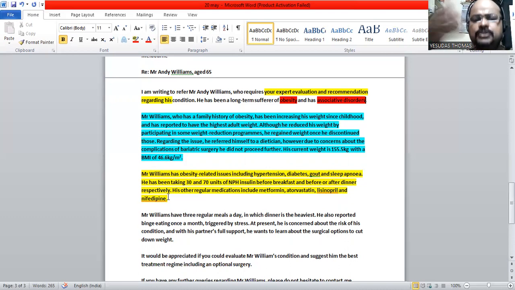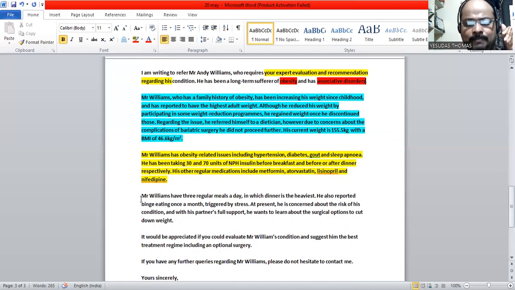So we need to inform that he's taking these many medications. He's taking insulin for diabetes. He's taking atorvastatin for his high blood pressure. So we have informed his associated disorders and treatment. Weight, obesity history, associated disorders, and treatment. So it's ordered. Right now we have to add something else that is about the diet and the present condition of the client.